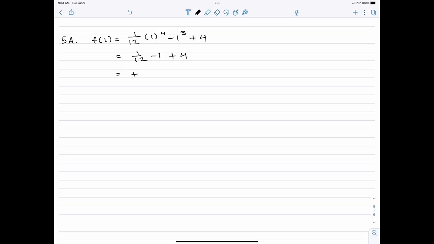Let's plug in f of 2. So f of 2 equals 1/12 times 2 to the 4th, which is 16, minus 2 to the 3rd, which is 8, plus 4. So in this case, what do we get here? 16 over 12.